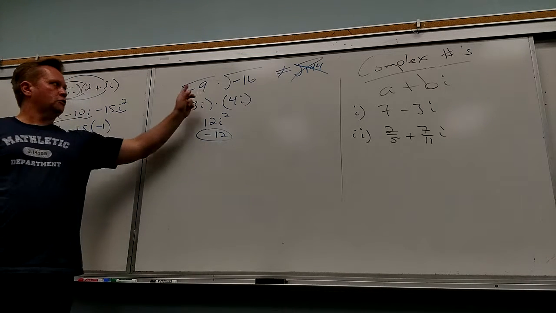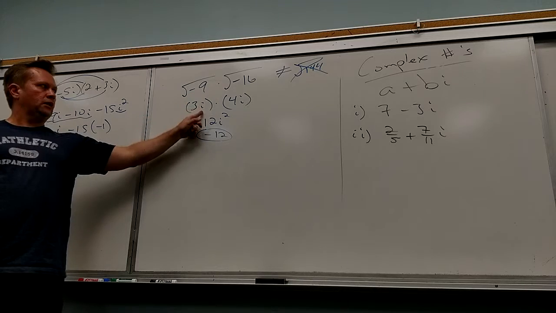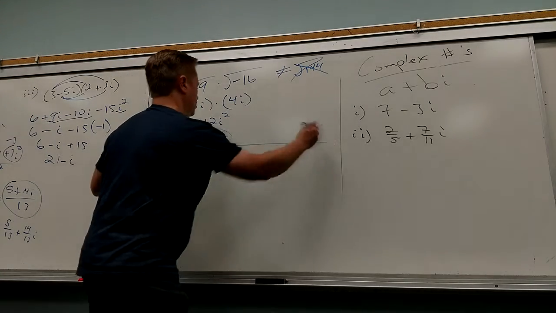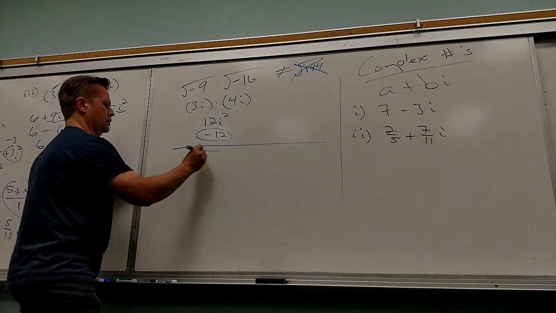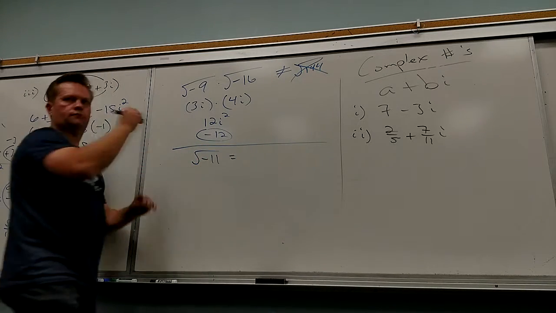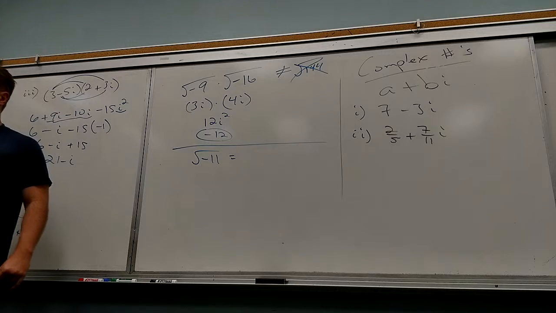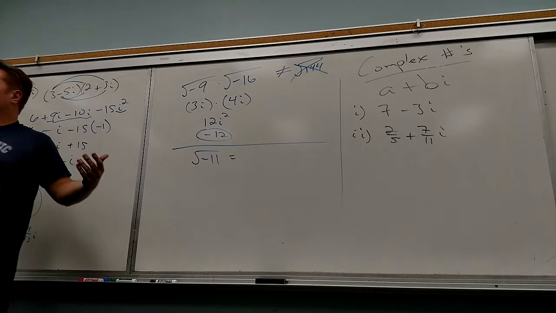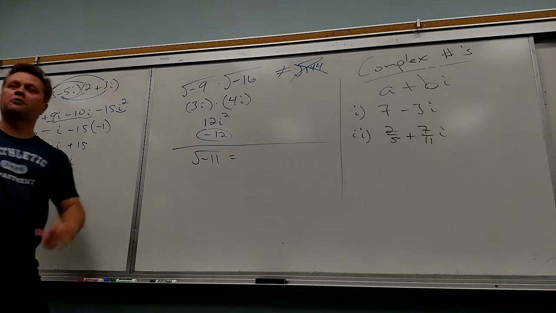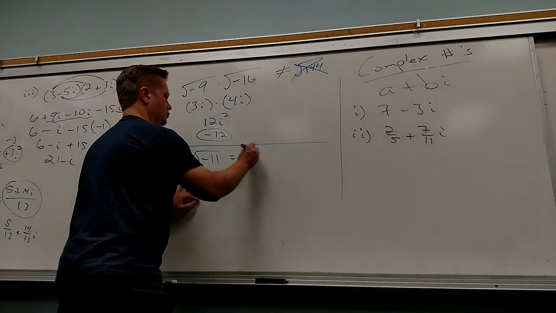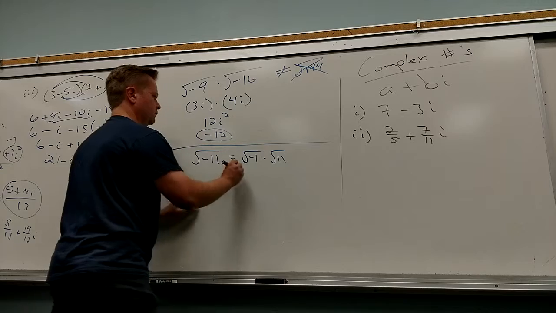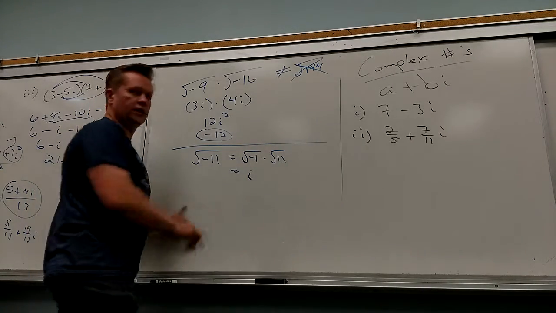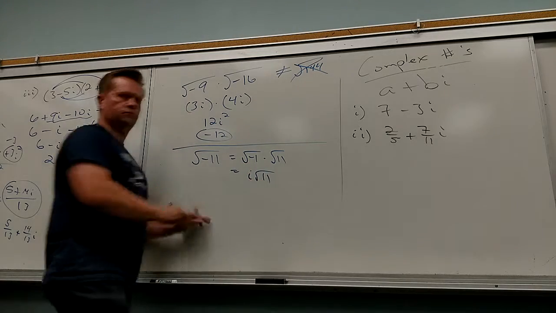So if you have the square root of a negative number, we normally immediately write that as something i. So how do I rewrite this? Here's something a little bit funkadelic. Square root of negative 11. What's a better way to write that? Let's break it up. Square root of negative 1 times square root of 11. What's the square root of negative 1? i. Square root of 11.